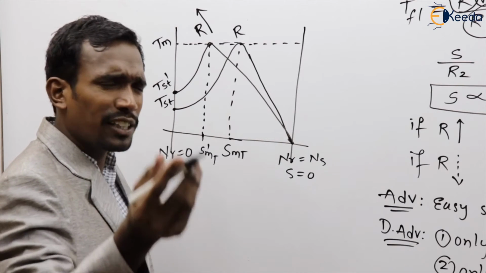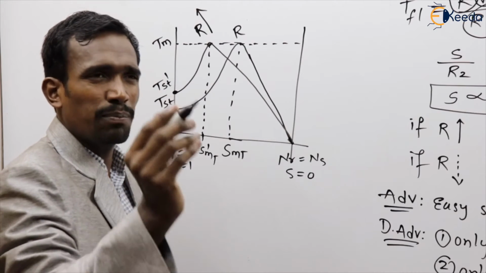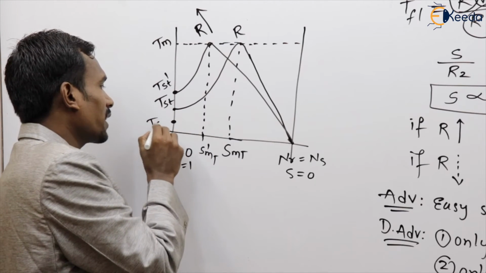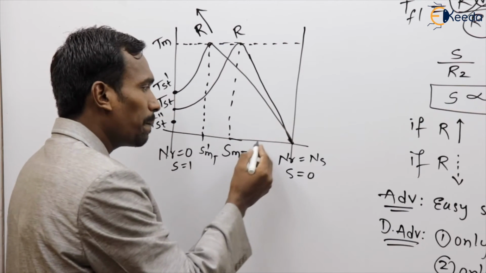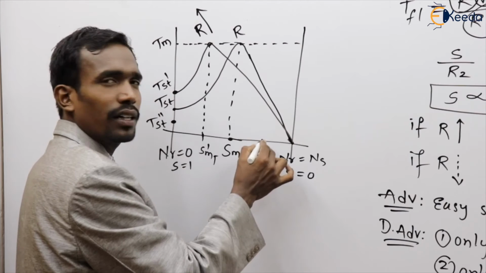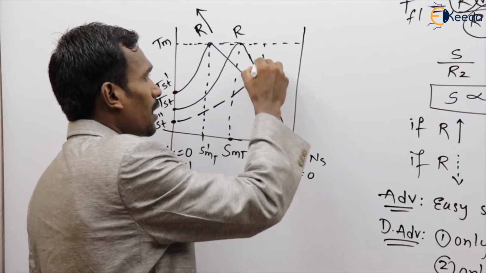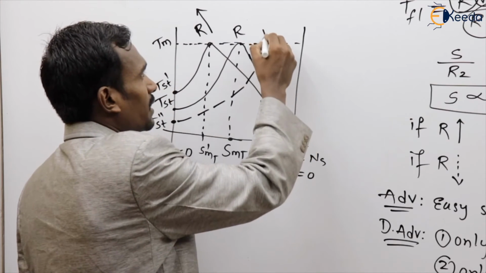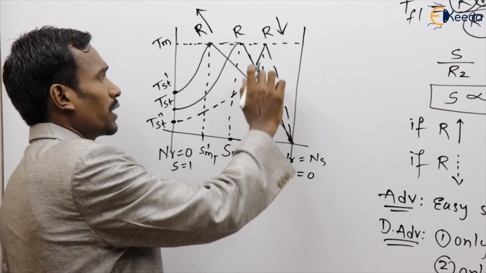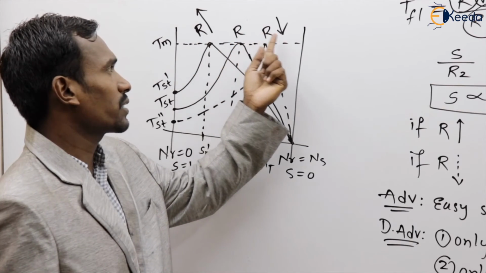For example, actually it is not possible to reduce rotor resistance, but for example, if I reduce my rotor resistance, the starting torque also reduces, and slip at maximum torque also reduces. Reduces means it comes to here. So here we can get the maximum torque. So the curve is like this. This is reduced rotor resistance. These are the characteristics: rotor resistance increases, normal, rotor resistance reduces.